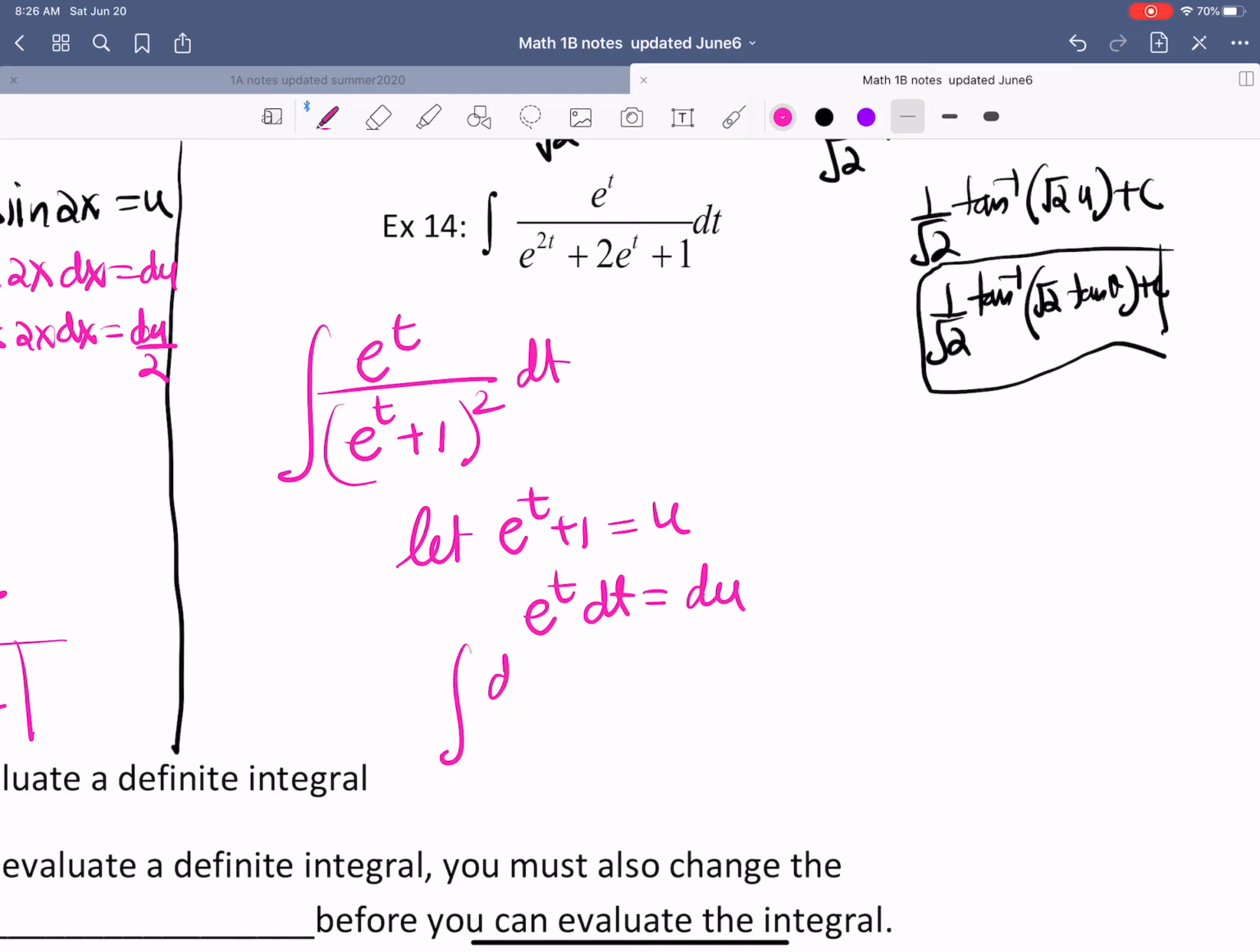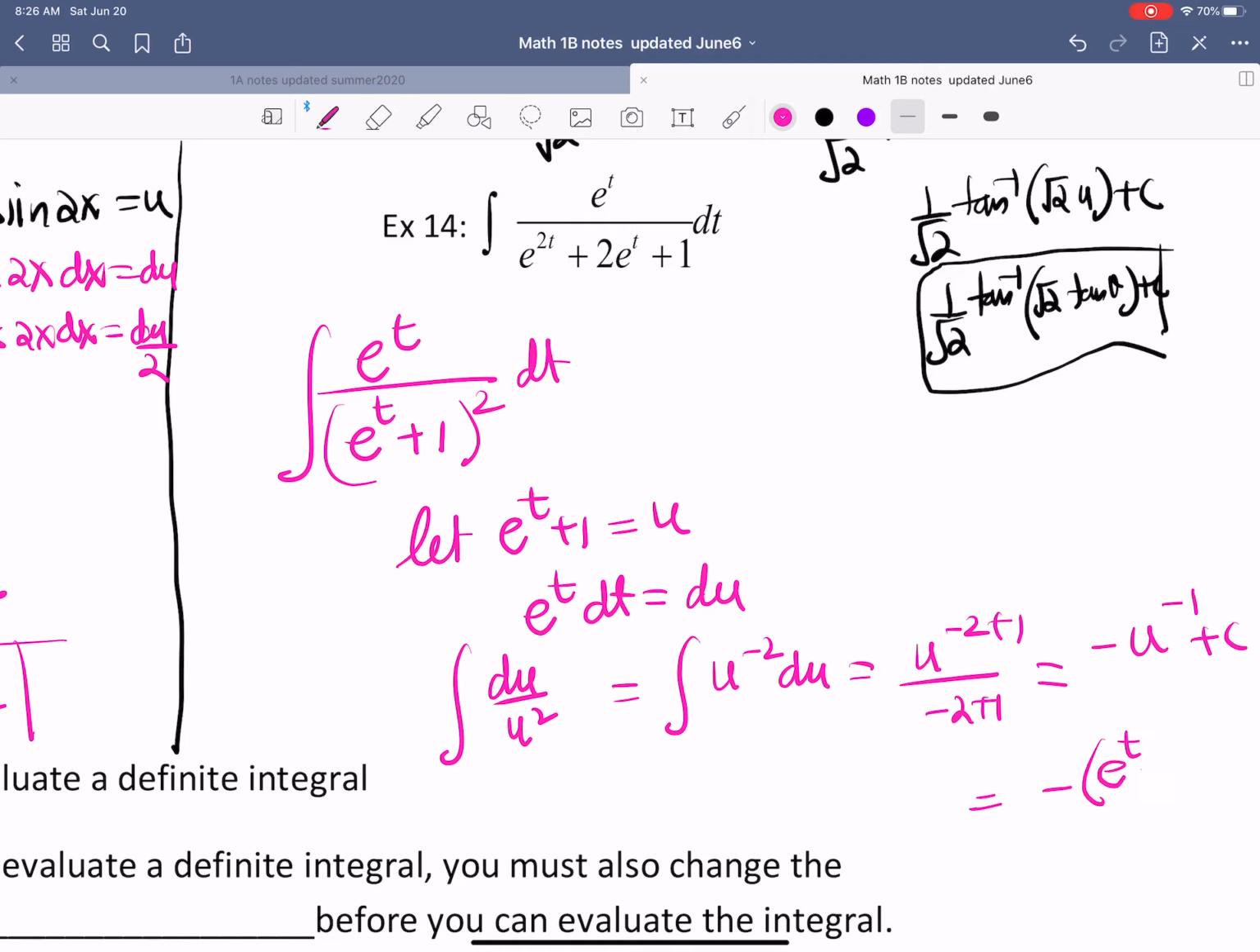So this becomes du over u squared, which is u to the power negative 2 du, which is u to the power negative 2 plus 1 over negative 2 plus 1, which is negative u to the power negative 1 plus c. Okay, what did we call u in the beginning here? e to the power t plus 1 to the negative first power plus c. Again, we can bring it to the denominator because that's what the negative exponent means. All right, next few examples.